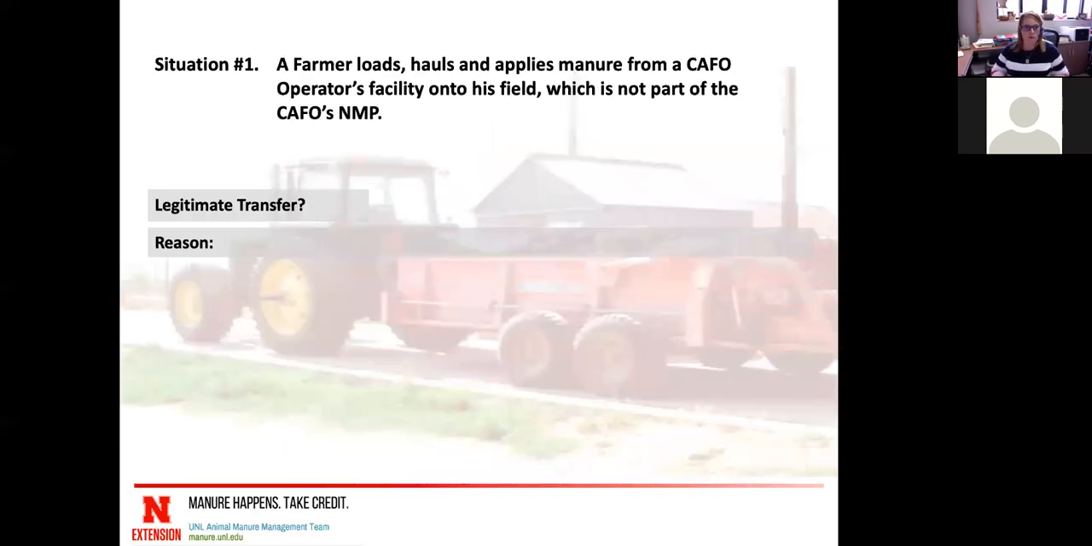Okay, so I have 4 situations here that we'll run through just to reinforce some of the information that I just shared. In this first situation, we have a farmer who loads, hauls, and applies manure from a CAFO onto his field, and that field is not part of the CAFO's nutrient management plan. So this would be considered a legitimate transfer.